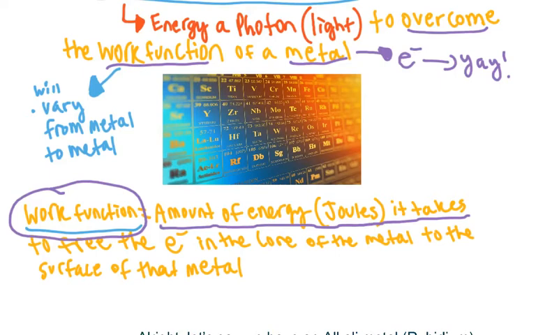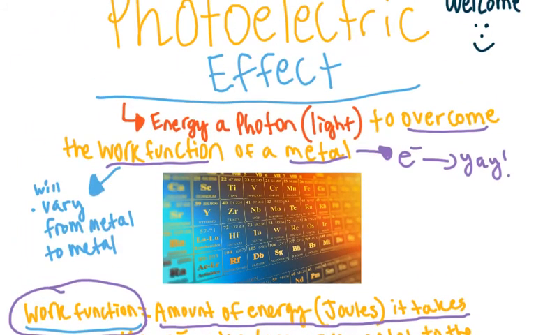Now you're probably wondering, well, how is that electron going to get freed from the core of the metal? Well, that's what the definition was. Let's go up and see. Nope, that didn't work. Let's go up and see that the definition we just said was the energy a photon needs to overcome the work function of a metal and free that electron to the surface of the metal. And that's pretty much the idea of the photoelectric effect.